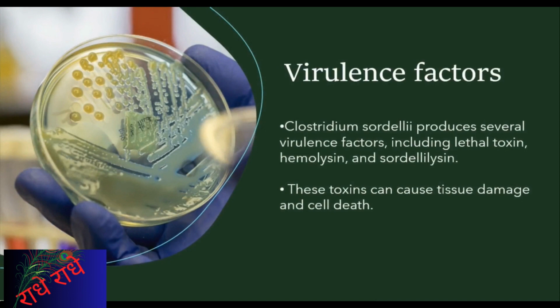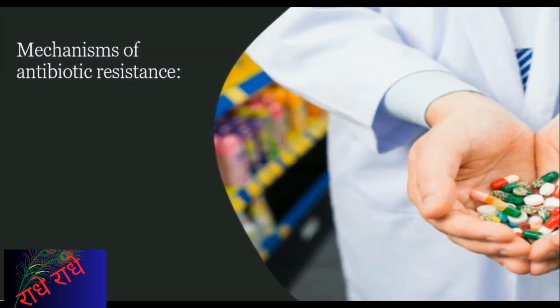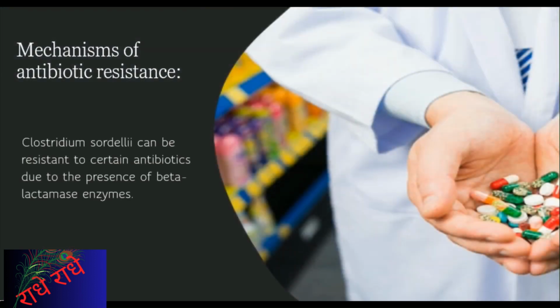Clostridium sordellii produces several virulence factors, including lethal toxin, hemolysin, and sordellilin. These toxins can cause tissue damage and cell death. It is naturally resistant to certain antibiotics due to the presence of enzymes known as beta-lactamases. These enzymes stop certain antibiotics from breaking down the bacteria's cell wall, making it harder for antibiotics to attack the bacteria. Understanding the mechanisms of antibiotic resistance can help us provide better treatments to fight Clostridium sordellii infections.